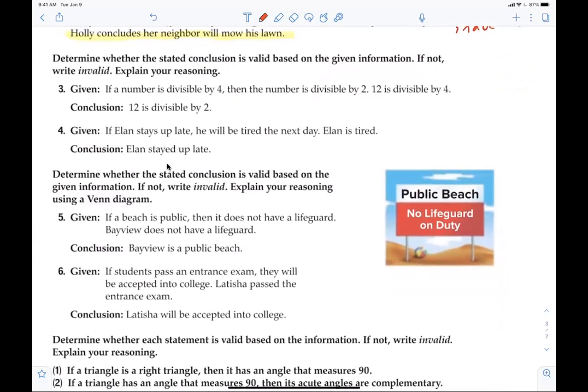Determine whether the stated conclusion is valid based on the given information. If not, invalid. I think we kind of did this one. If a number is divisible by 4, then the number is divisible by 2. So we have P, then Q. 12 is divisible by 4, so that's P, therefore Q. So is this valid? Valid. We just write valid.